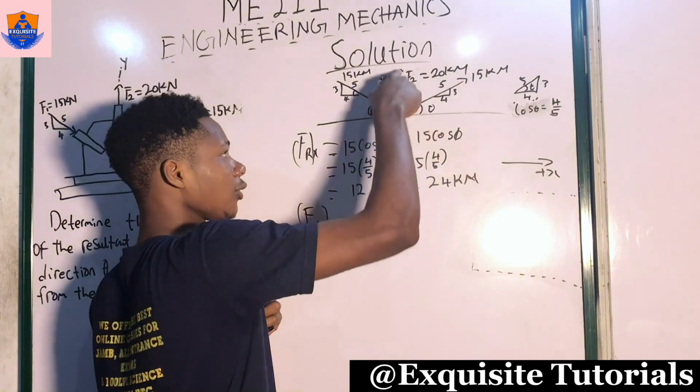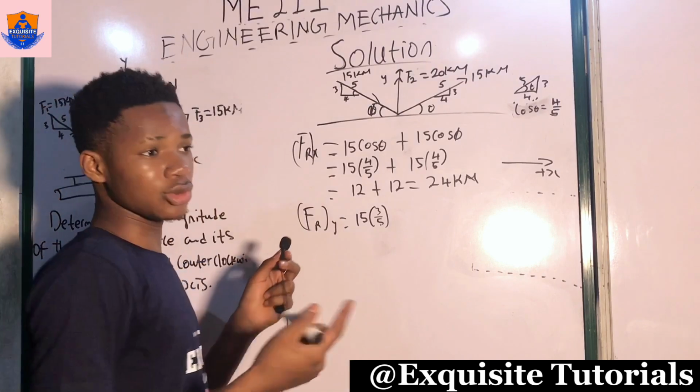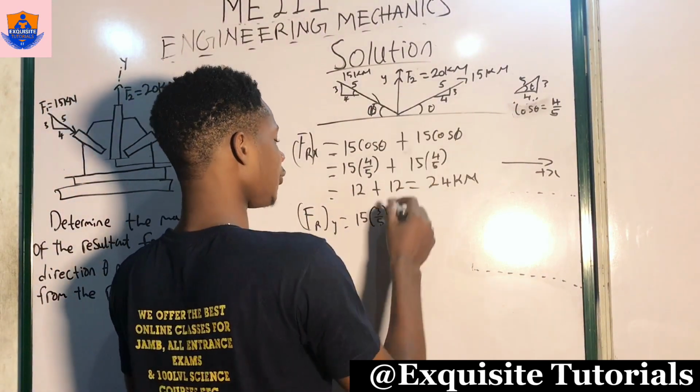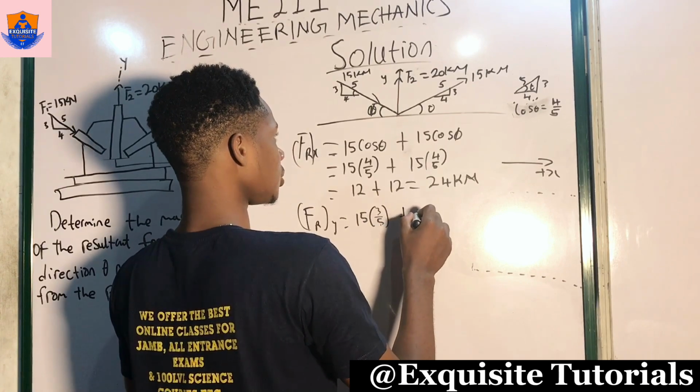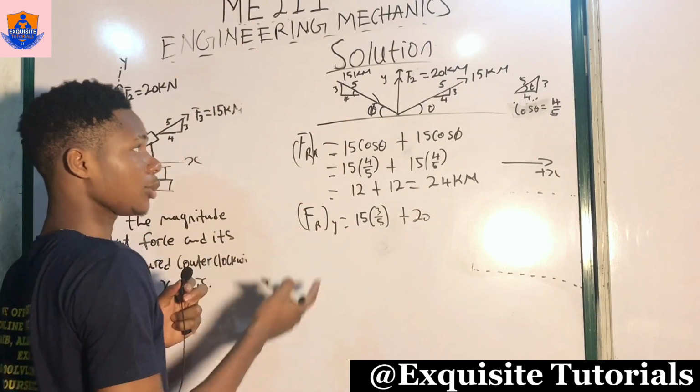There is no value of this guy when it lies on the x-axis. We can see the value is 0. So neglecting 0, you get the same thing. Okay, 15 times 3 over 5. And then for the other guy, we're having 20 kilonewton directly. No need of resolving, it's already on the positive y-axis.